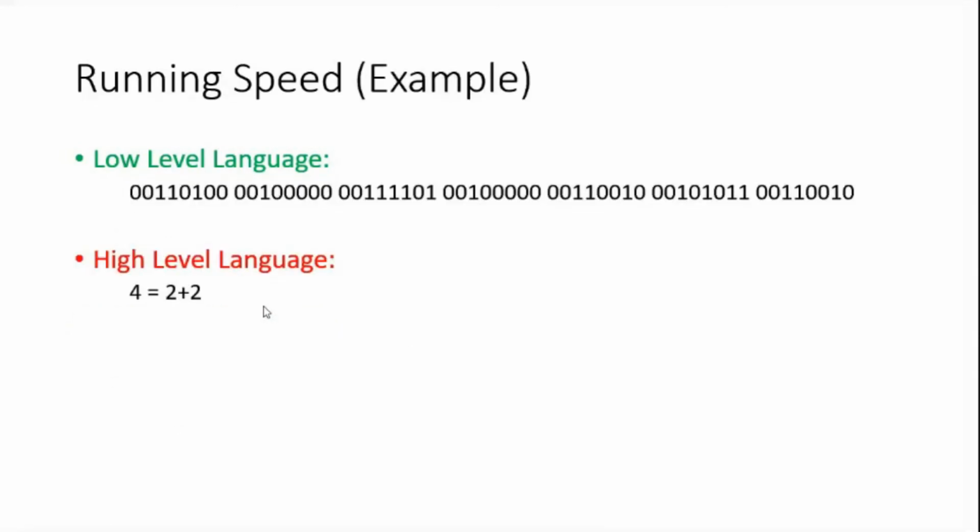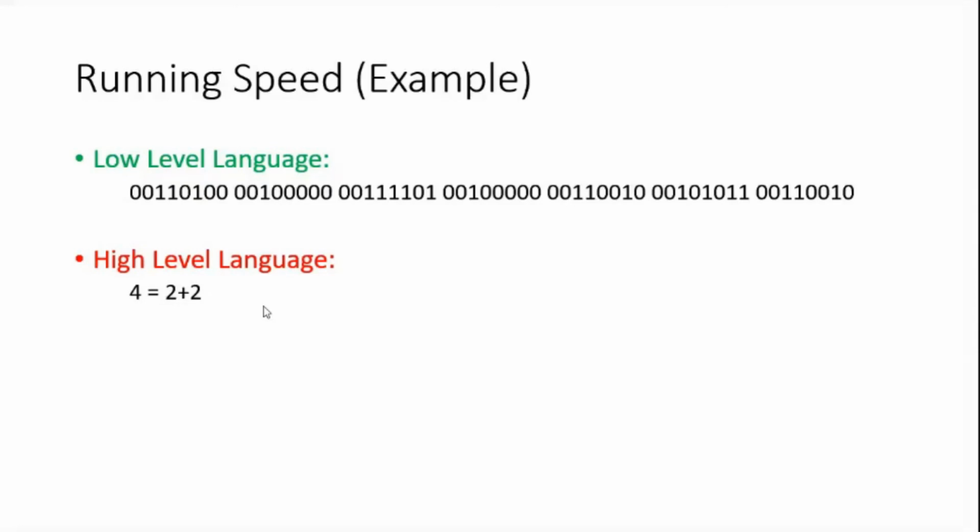So for a running example, see a low-level language statement. I don't know what that particular statement says, but in the low-level language, that is the machine code, only zeros and ones will be there. So the computer will easily understand it. It is an electronic circuit. It can understand zeros and ones far better than our ABCD. So the low-level language is understood by the computer easily.